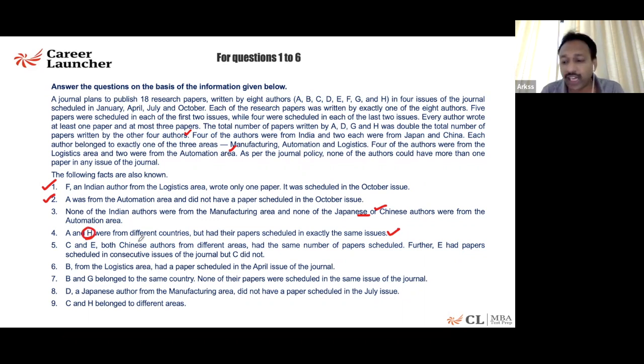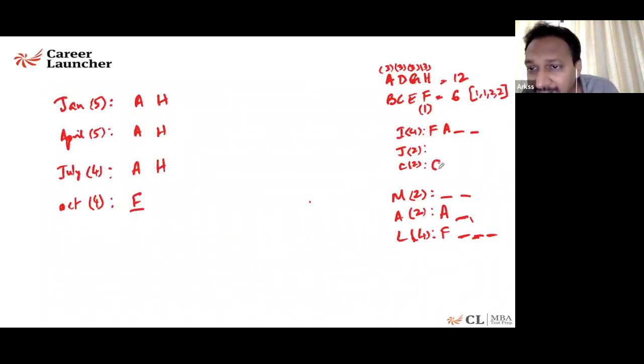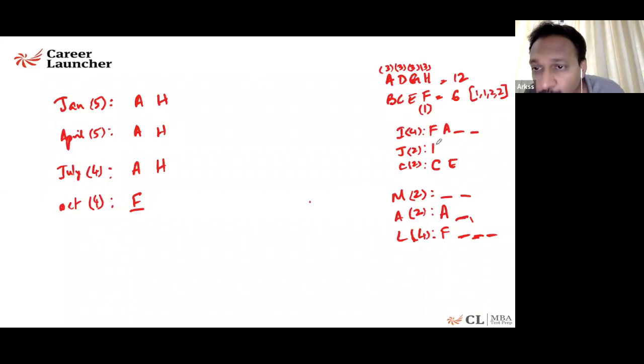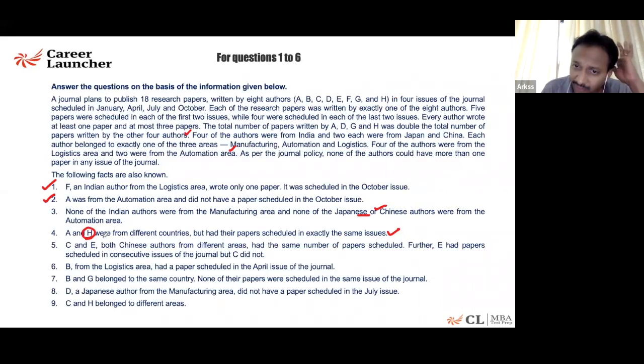C and E are both Chinese. Now look at this. C and E are Chinese. Only 2 people are Chinese, remember this? And A and H are different, we said. That means H has to be here because there are only 2 people. We'll figure it out. C and E are Chinese. H is India. He is Japanese, clearly. Now I'm almost getting everything. Wait, we will figure it out more.